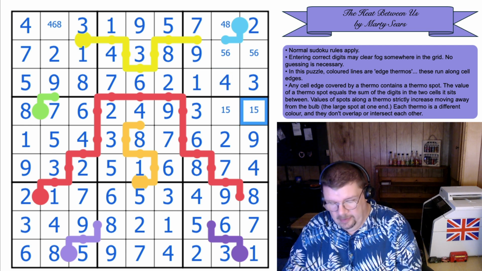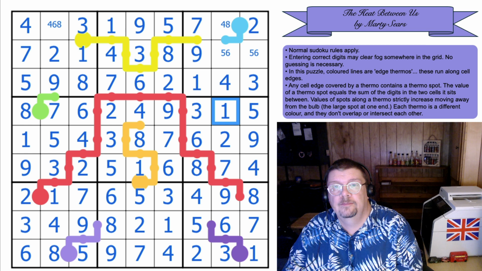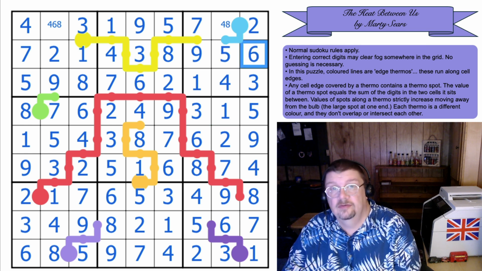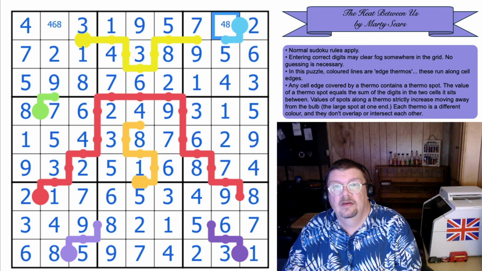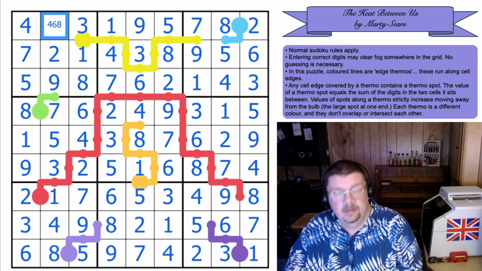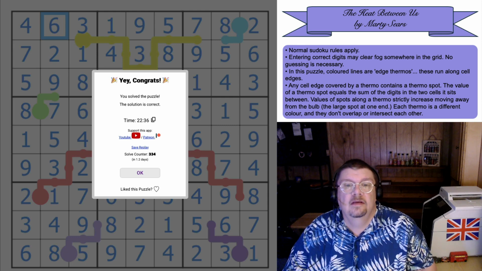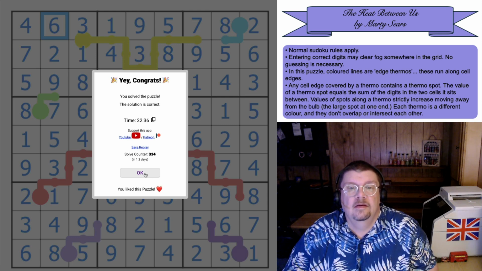The 1 makes that 5 and that 1. That 5 makes this a 5. This is a 6. The 4 in the box makes that 8. And then this is a 6.